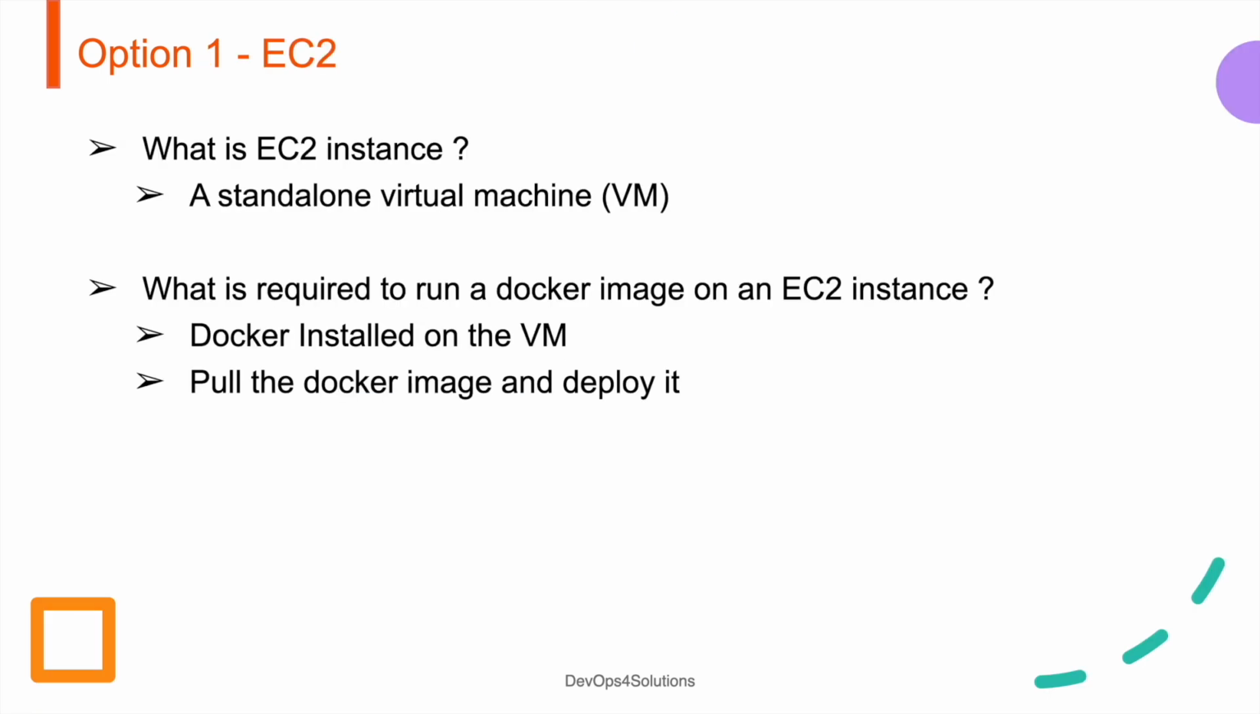So let's talk about Amazon EC2. What is an EC2 instance? An EC2 instance is a simple standalone virtual machine. What do you need to run any Docker image on that EC2 instance? You need Docker installed on that machine, and you just need to pull the Docker image and deploy it. The Docker image can be pulled from any registry like ECR, Docker Hub, GCR, from anywhere. You can just pull the Docker image and deploy it. Simple. You don't have to do anything else.